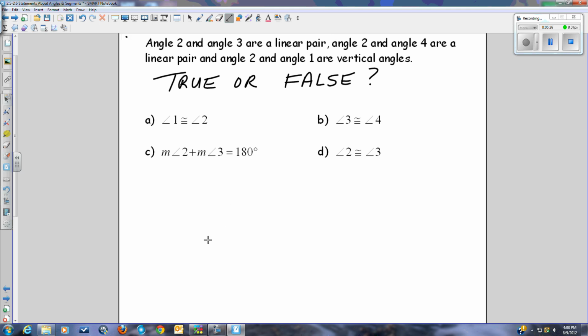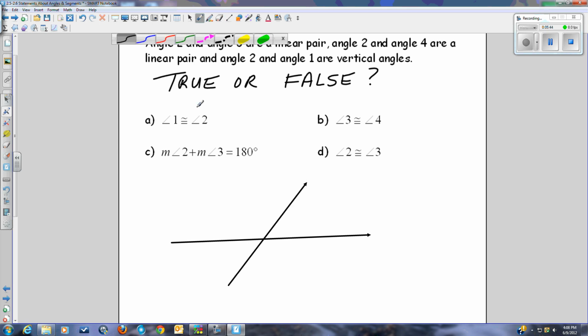We also know that they make a straight line. Angle 2 and angle 4 are a linear pair, so they make a straight line. And angle 2 and angle 1 are vertical angles, so they are the ones that are right across from each other. So let's see if we can just draw a picture of this and label it accordingly.